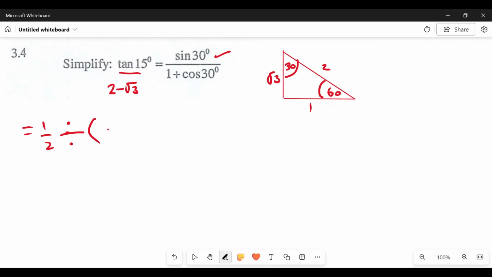So I can put this in the bracket, 1 plus, but what is cos 30? Remember, cos is adjacent over hypotenuse. So our adjacent here for 30 is root 3, and our hypotenuse is 2. Right, so when it's like this, it's easy for us to continue and solve this problem here.